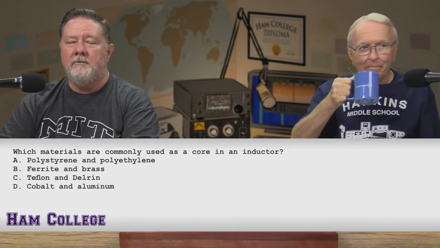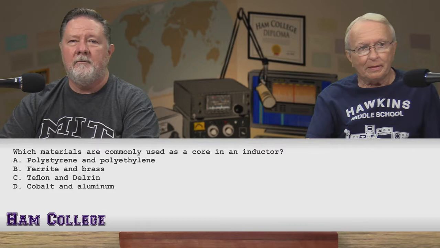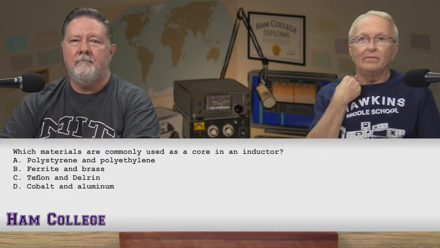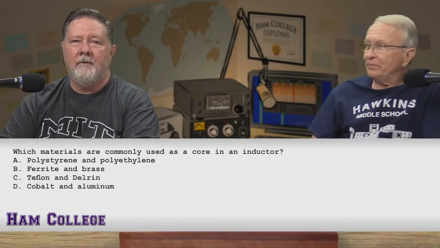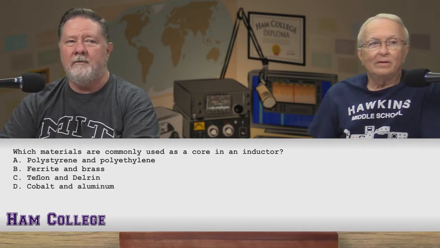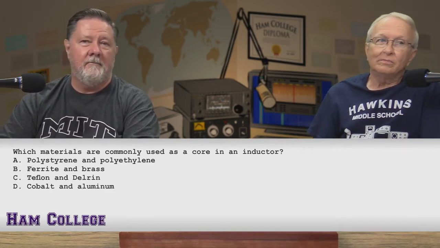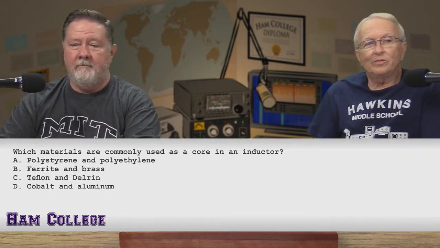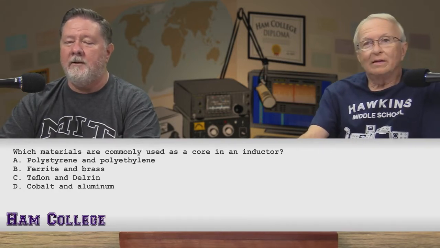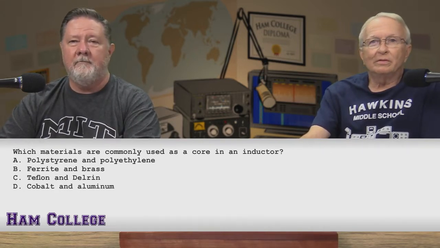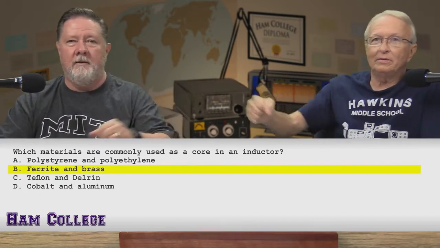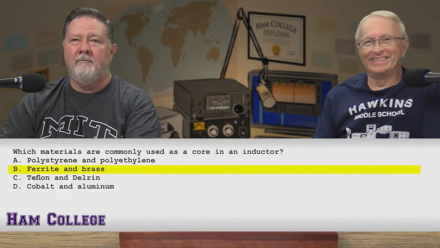Which materials are commonly used as a core in an inductor? I'm going to go ahead and go straight for the throat there and go with B, ferrite and brass. You didn't fool around on that one. No, it's probably wrong, but I don't think so. Well, that's what all the chat room's saying. Well, then we'll all be wrong together. I'm going to agree with you. And it is. Here you go. All right, I'll give you one. Totally redeem myself.